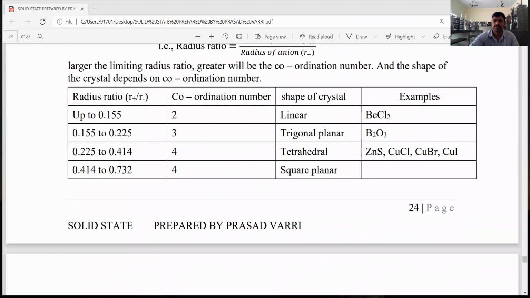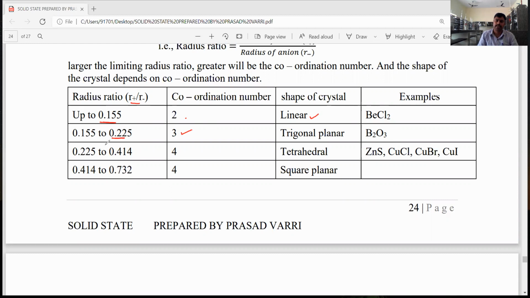The radius ratio, the radius of the cation to the radius of the anion, up to 0.115: then the coordination number is 2 and the shape of the crystal is linear. Example, BeCl2. If the radius ratio is between 0.115 and 0.225, up to the higher value 0.225, then the coordination number is 3 and the shape is trigonal planar. Example, B2O3, boron oxide.